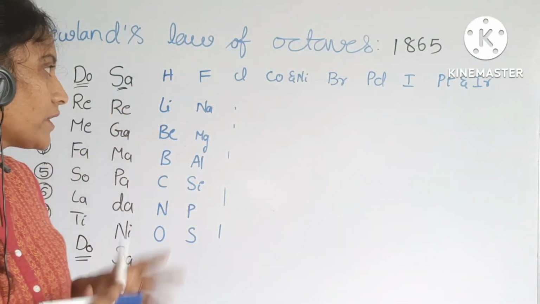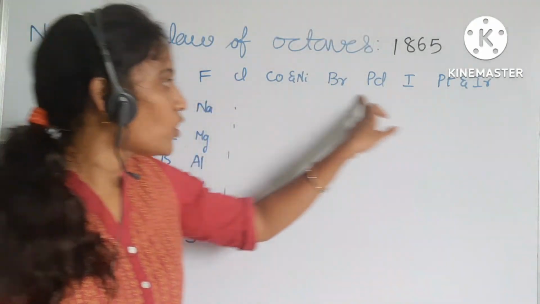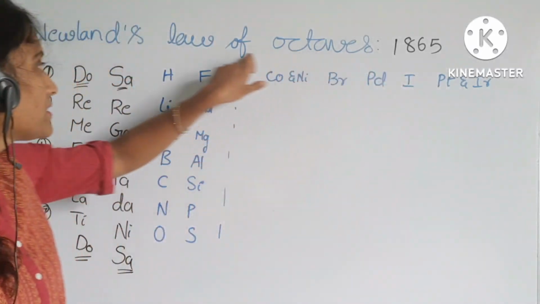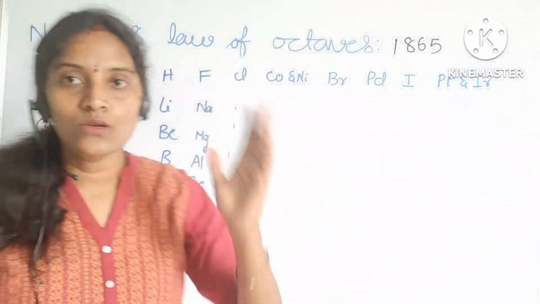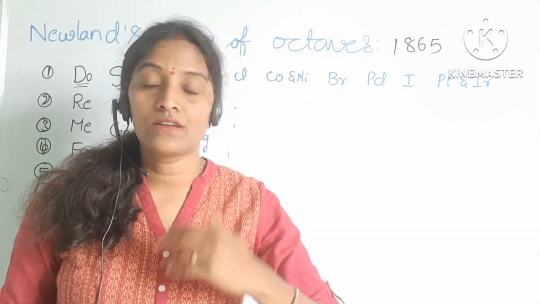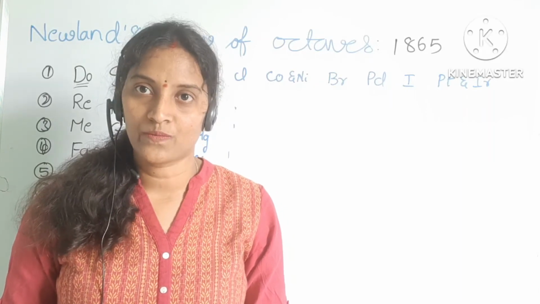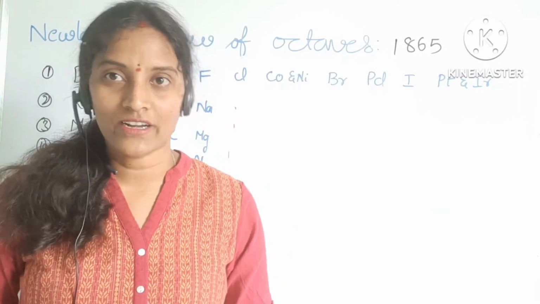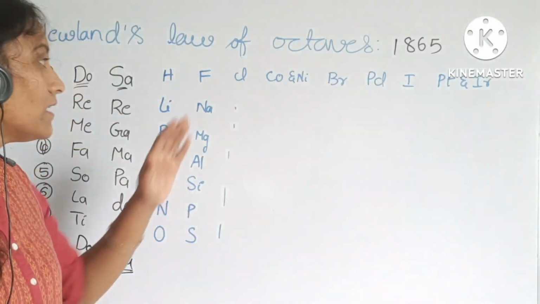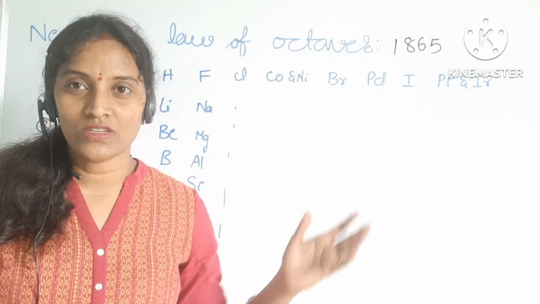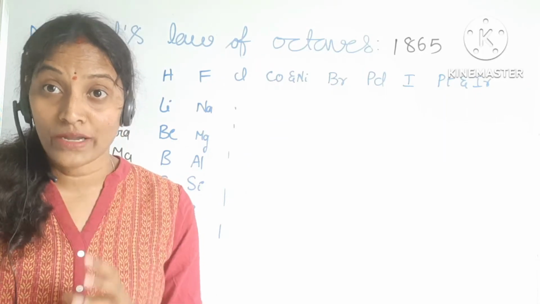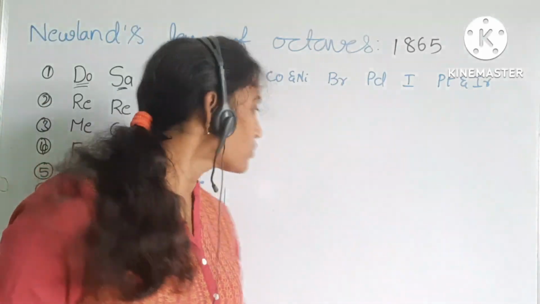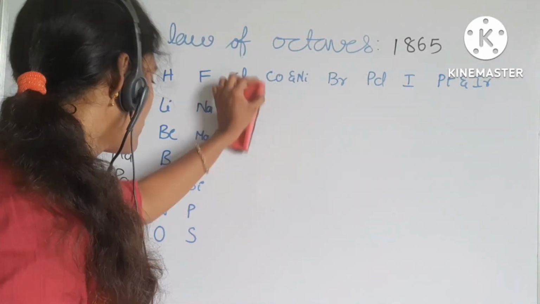Up to this extent, he is saying that in the same horizontal row, all the elements show similar chemical properties, if you arrange elements in increasing order of their atomic weights. But this is not the right way of classification. Why? Because let's see the limitations of Newland's law of octaves.